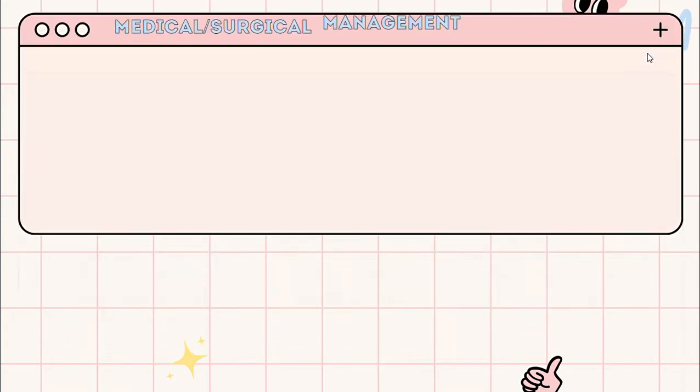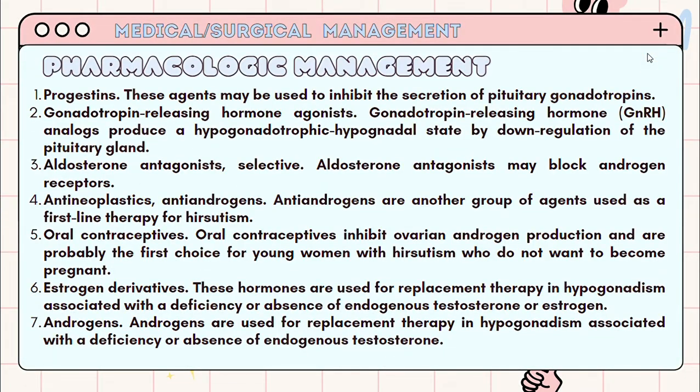Next, we have here our pharmacologic management. So, we have progestins. These agents may be used to inhibit the secretions of pituitary gonadotrophins. Gonadotrophin-releasing hormone agonists. So, GnRH analogs produce a hypogonadal state by downregulation of the pituitary gland. Next, aldosterone antagonists. Aldosterone antagonists may block androgen receptors.